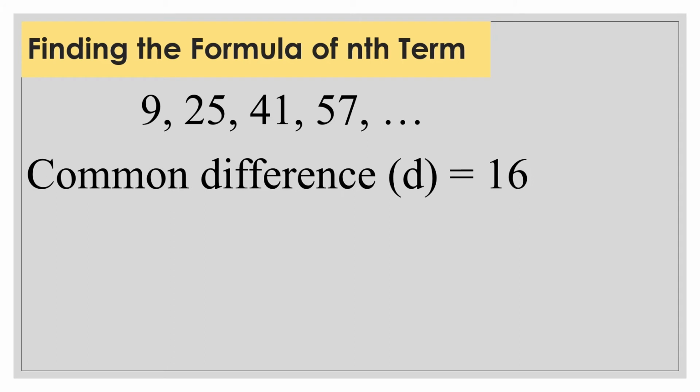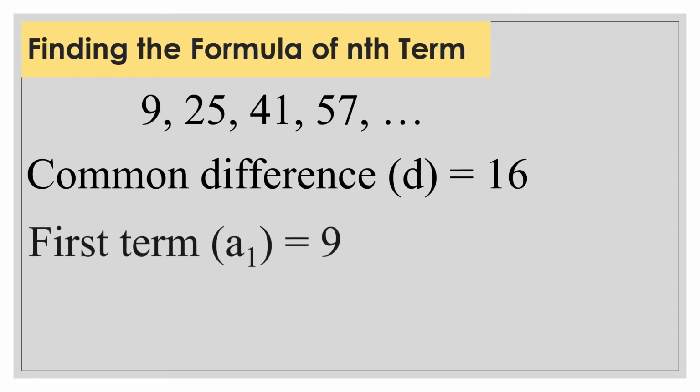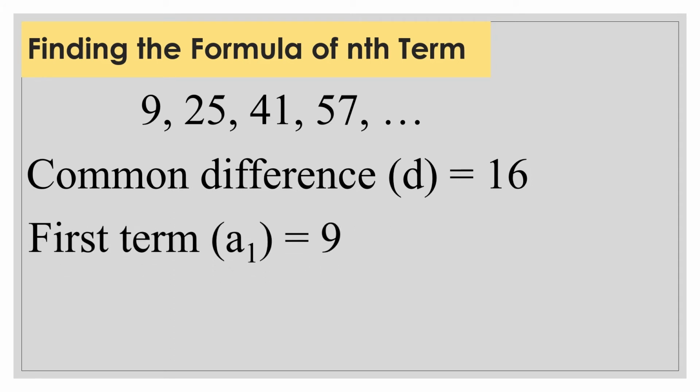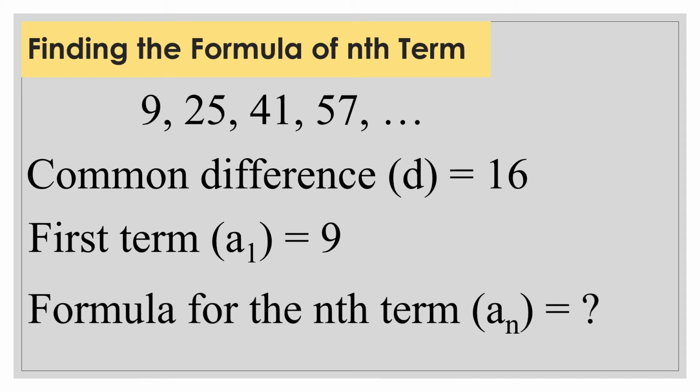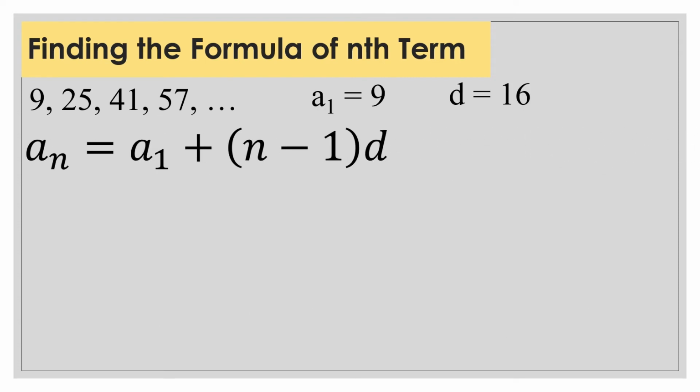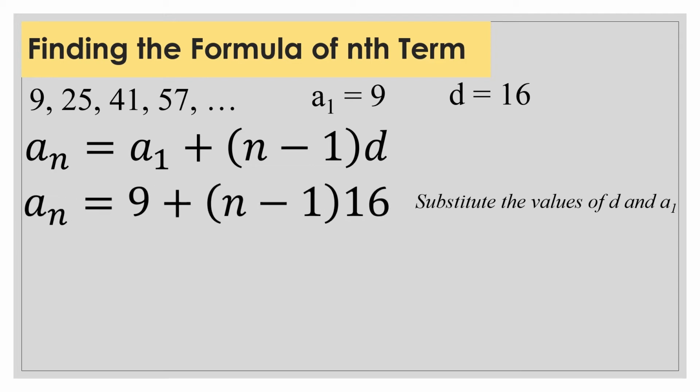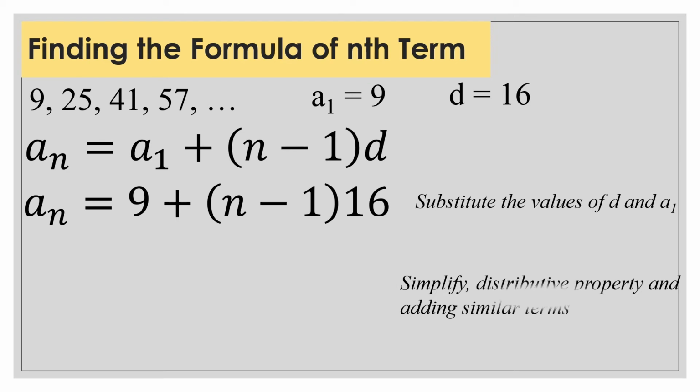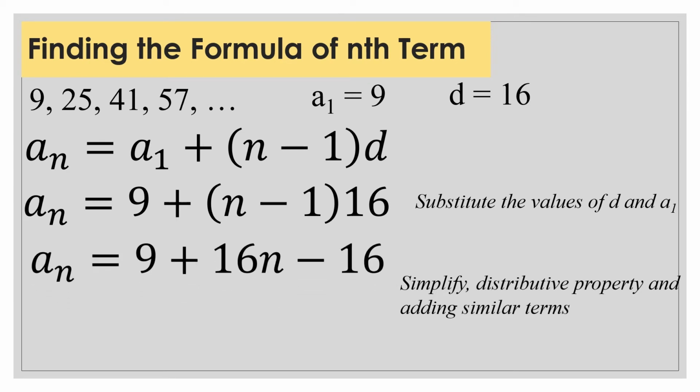Given the common difference 16 and the first term 9, we can get now the formula for the nth term. Again, we need to substitute the values of d and first term. Simplifying using the distributive property and adding similar terms, our formula for the nth term is negative 7 plus 16 multiplied by n.